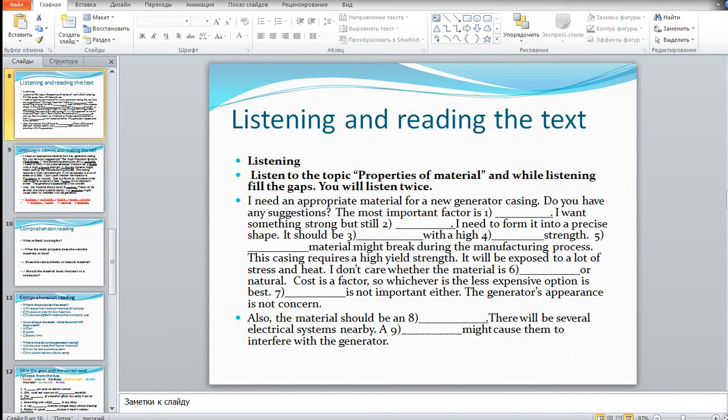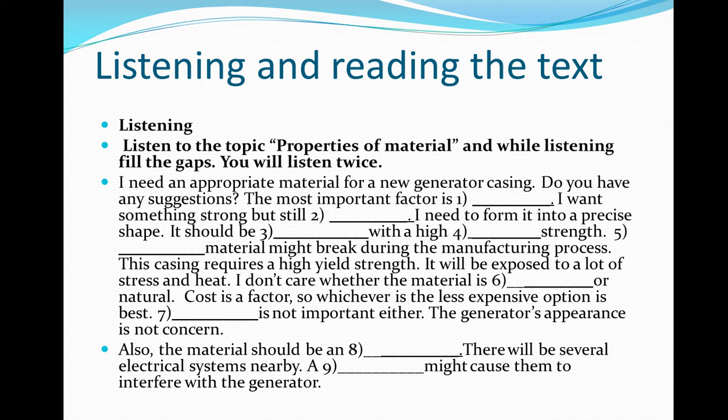To neville.adams@shirleydavisengineering.com from heidi.simmons@shirleydavisengineering.com. Subject: Material for project. Neville: I need an appropriate material for a new generator casing. Do you have any suggestions? The most important factor is hardness. I want something strong but still malleable. I need to form it into a precise shape. It should be ductile with a high tensile strength.